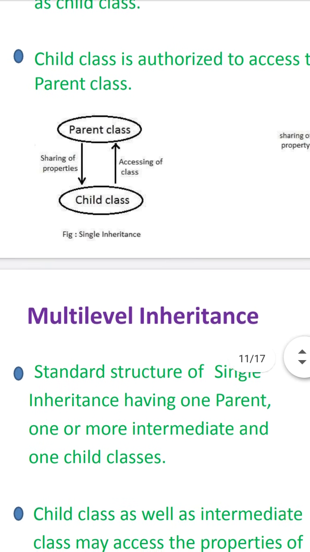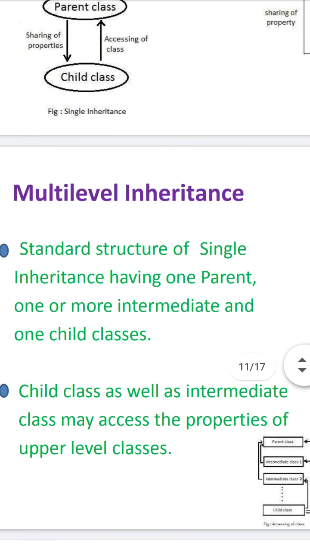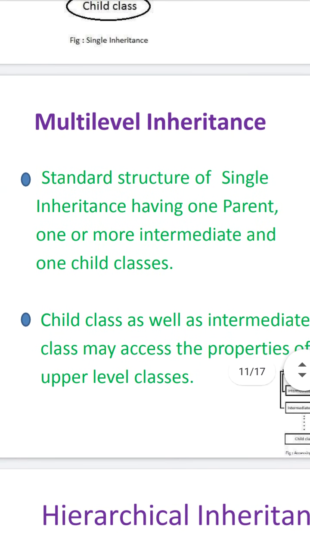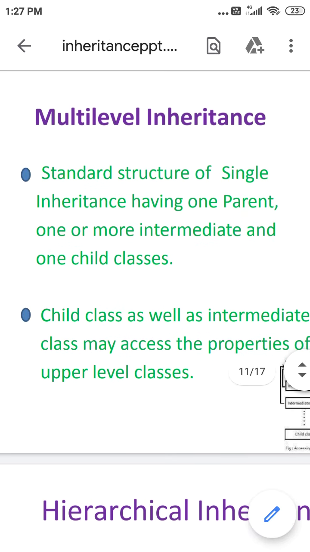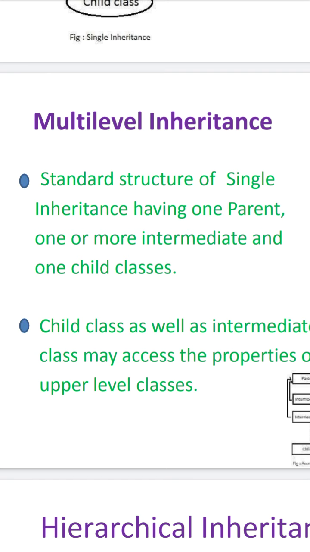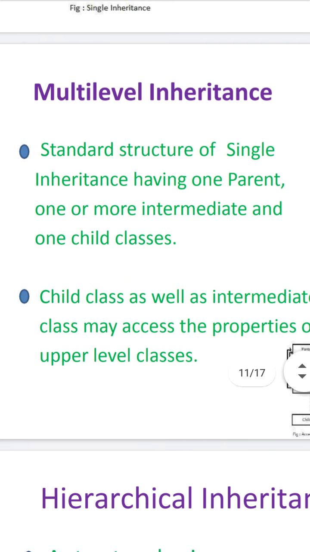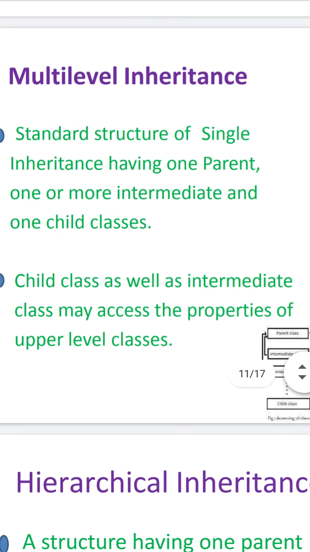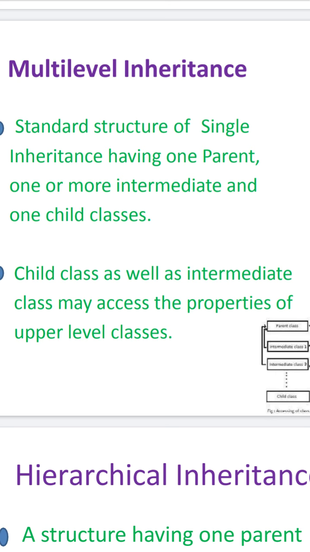Now we will go to multilevel inheritance. That one was single inheritance. Now we will have multilevel inheritance. It is a structure having one parent, one or more intermediate classes and one child class. In multilevel inheritance we have only one parent class, several intermediate classes and one child class. The child class as well as the intermediate classes may access the properties of the upper levels.